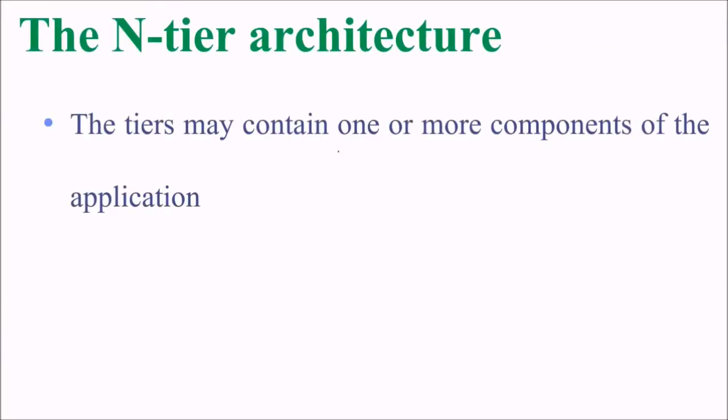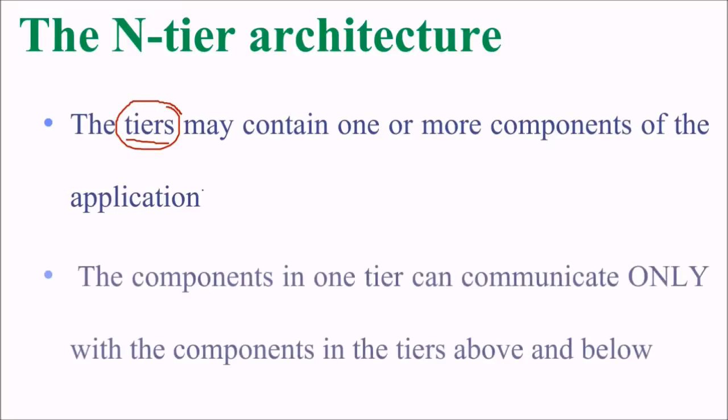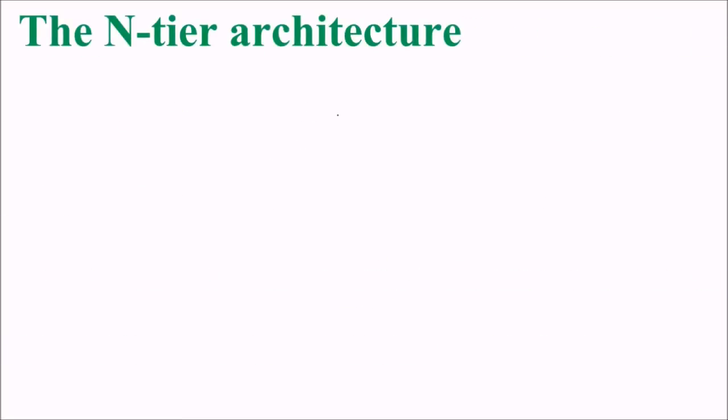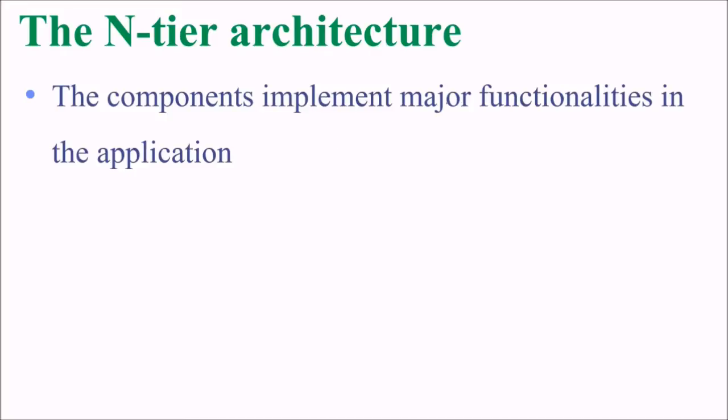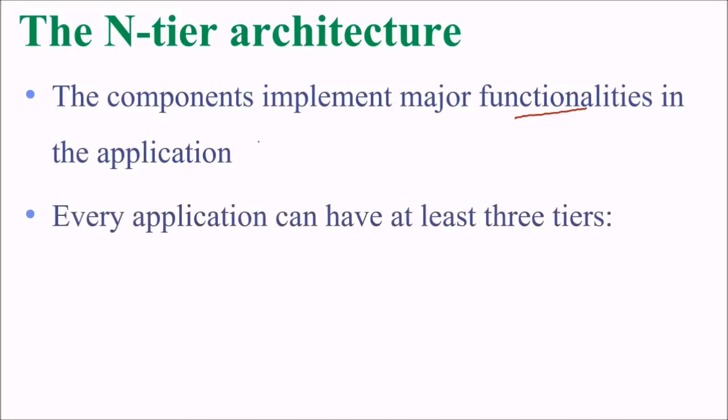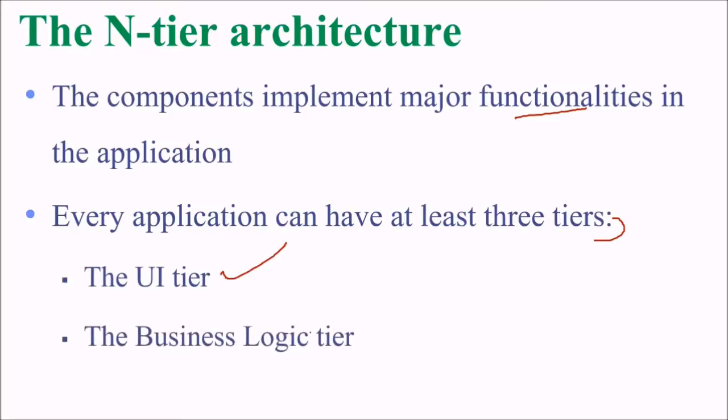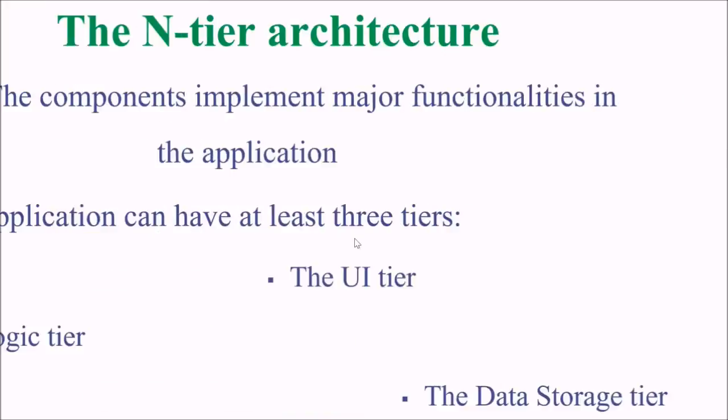In the n-tier architecture, the tiers may contain one or more components of the application, as we just saw in the figure, and the components in one tier can communicate only with the components in the tier above or below. Please understand, the components in one tier can only communicate with the components in the tiers above and below. The components implement major functionalities in the application, and every application can have at least three tiers: user interface, business logic, and the data storage tier.